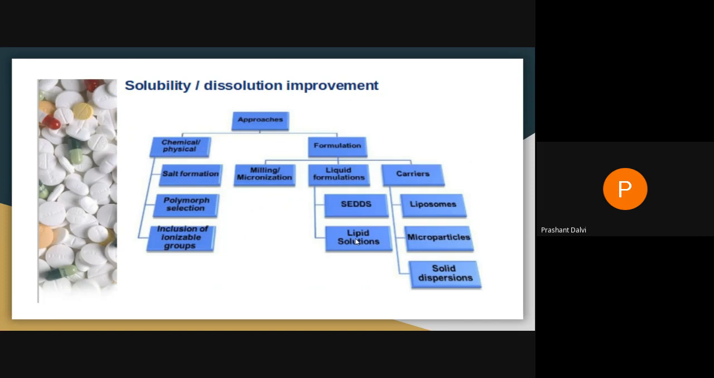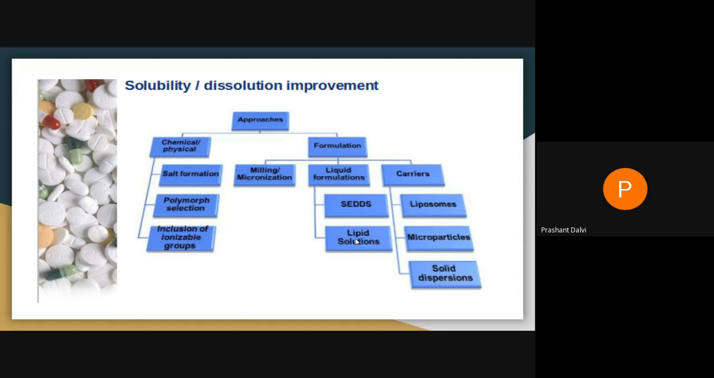So if you see the details, the solubility improvement or dissolution improvement techniques are classified into two groups: the chemical or physical nature of these drugs, and second, the formulations. Formulations again have three different types: milling and micronization, liquid formulations, and carriers. Carriers, you can use different carriers, for example liposomes, microparticles, and solid dispersions, and that is our point of discussion, solid dispersions.